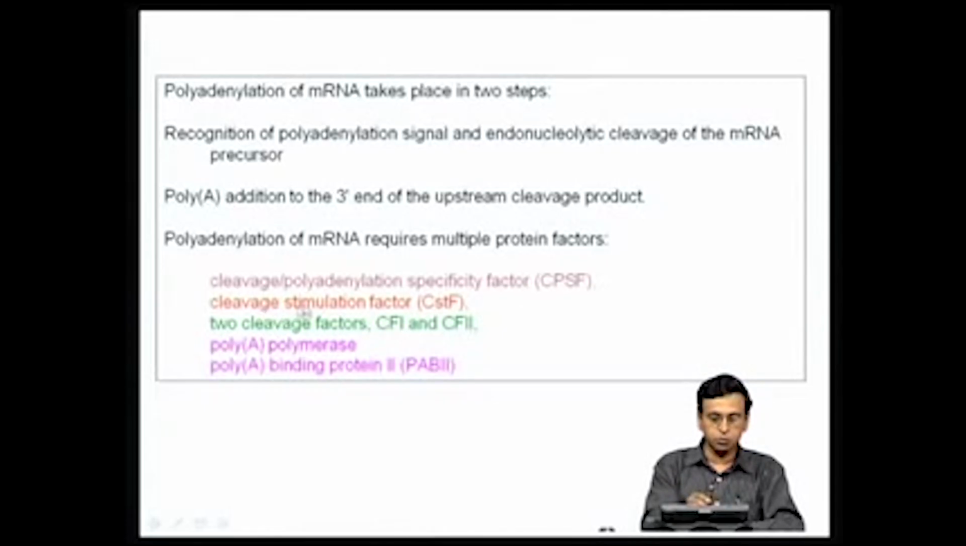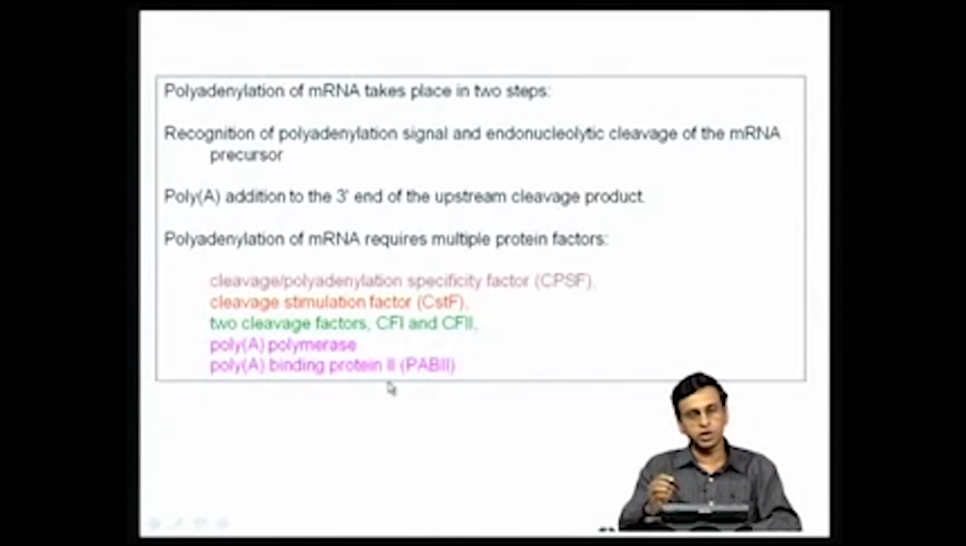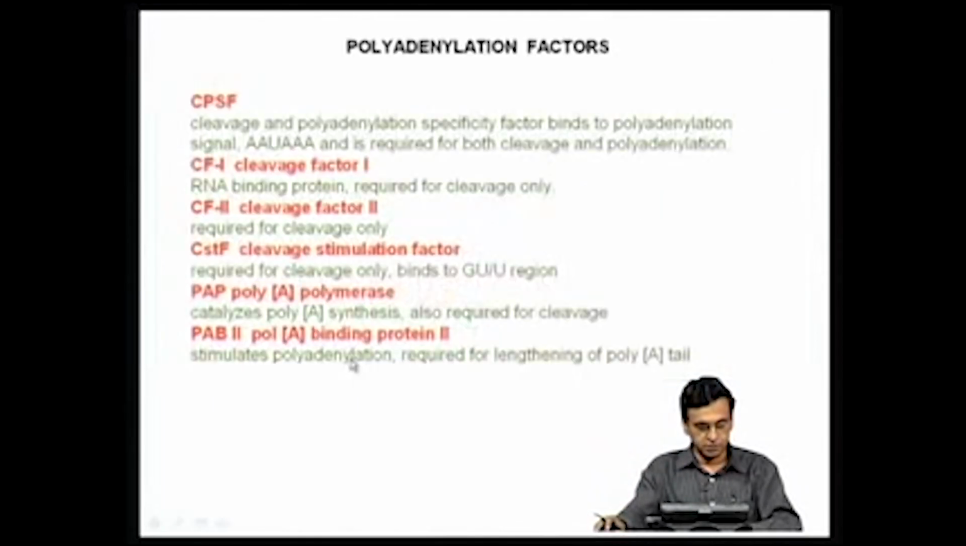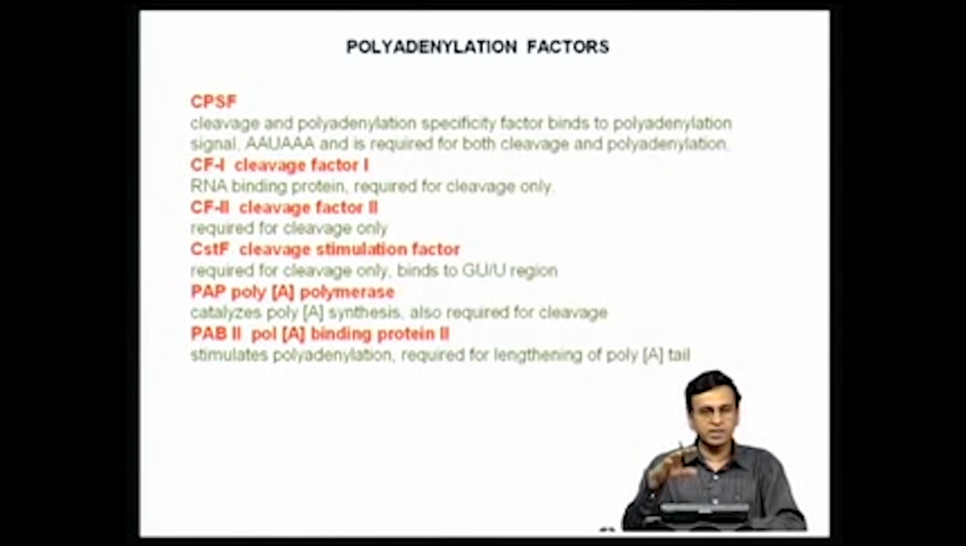CPSF, which is cleavage polyadenylation specificity factor, cleavage stimulation factor or CSTF, and there are two cleavage factors called CF1 and CF2. These three are involved in the first step of the polyadenylation, and once these three do their job and cut the pre-messenger RNA, two enzymes called poly A polymerase and poly A binding protein actually add a poly A tail, so that you get a polyadenylated messenger RNA species. Let us now take a very brief look at what these enzymes are, what exactly they do.